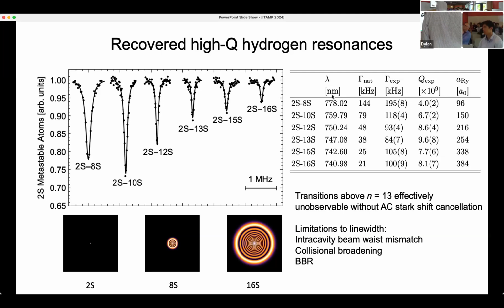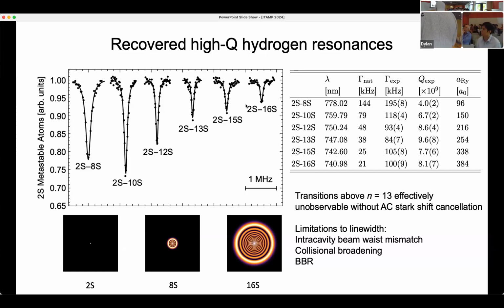Basically all the transitions from 2S-8S to 2S-16S lie comfortably within what a tunable Ti:sapphire laser is able to probe. All these different transitions also have the same negative AC Stark coefficient around 650 nanometers, which just means that we could get narrow transitions for basically all of these states, all up to 16S.